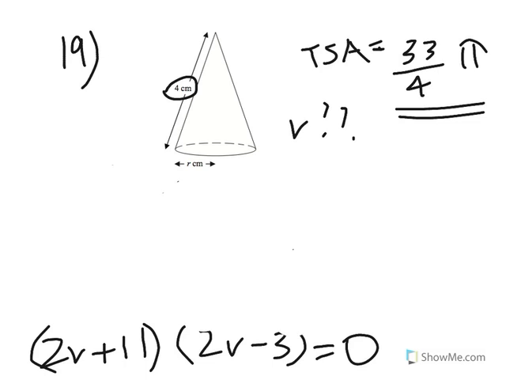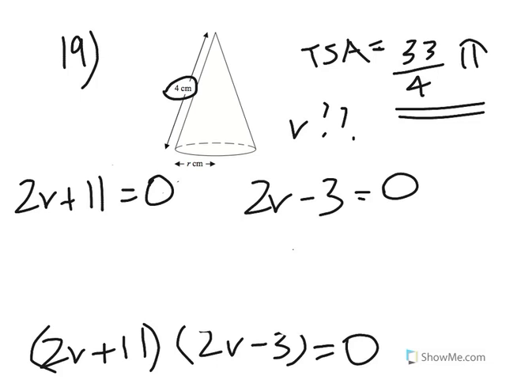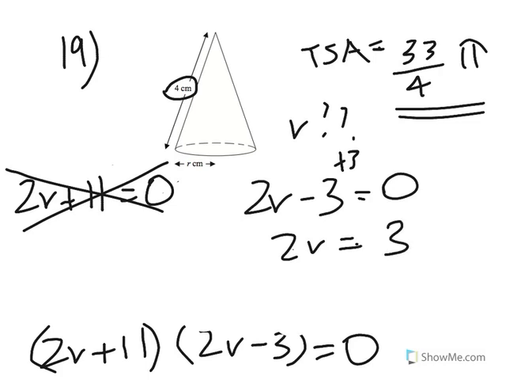So if I just do this a bit quickly, like you probably remember from the earlier tutorial which I did on this paper, I can simply say 2r plus 11 is equal to 0 and 2r minus 3 is equal to 0. And obviously radius cannot be negative, so this is not possible, because if I solve this equation for r, I'm going to get a negative answer. But this equation is possible, so if I add 3 on both sides, I'm going to get 2r equals 3, and if I divide by 2 on both sides, I'm going to get r is equal to 3 over 2. And so the radius is equal to 1.5 centimeters.